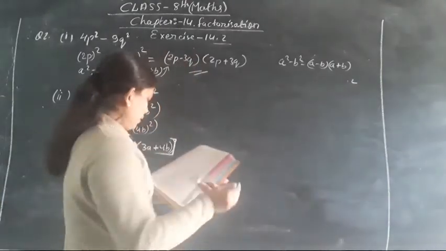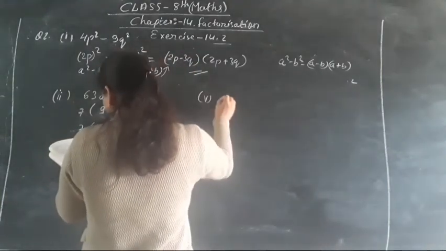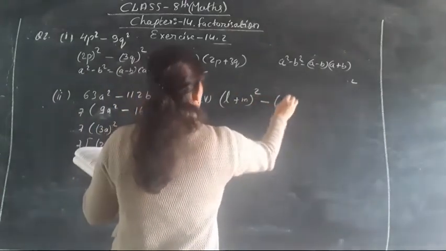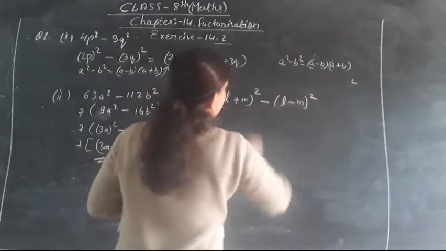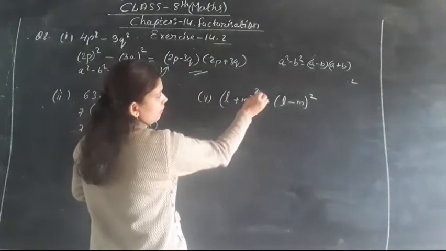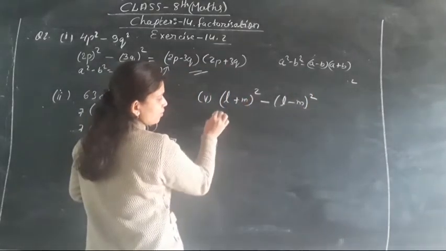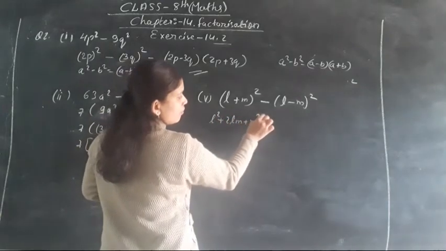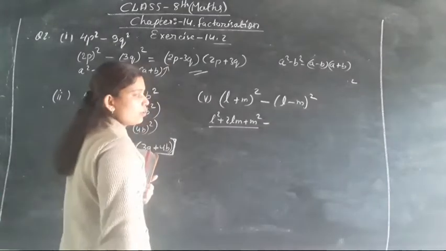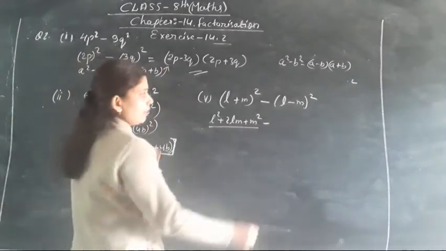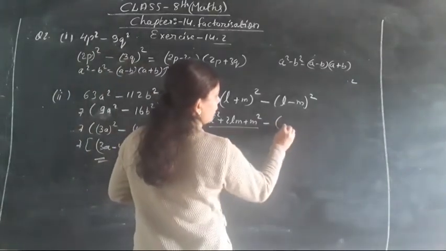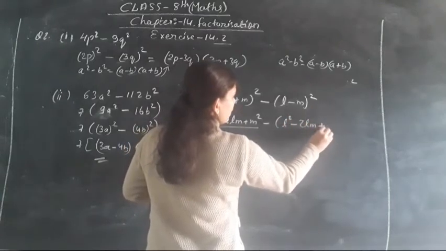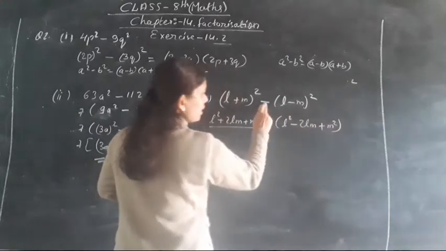Let's see the fifth part. The question is l plus m the whole square minus l minus m the whole square. This we are having. So l plus m the whole square is in the form of identity: l square plus 2lm plus m square. This will be the identity. A plus b the whole square identity we will use here. Next we are having here identity will be l square minus 2lm plus m square. Okay, this minus will remain outside.